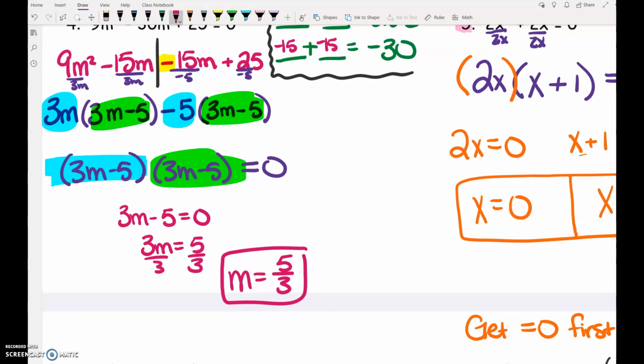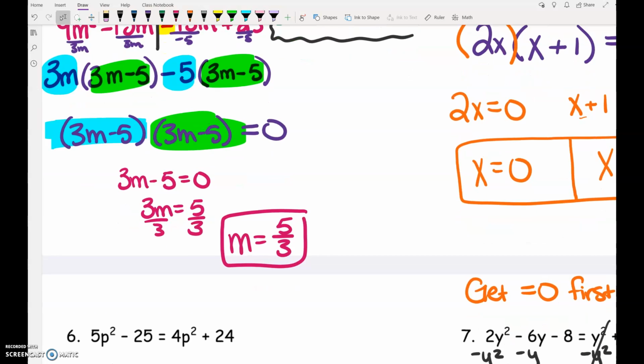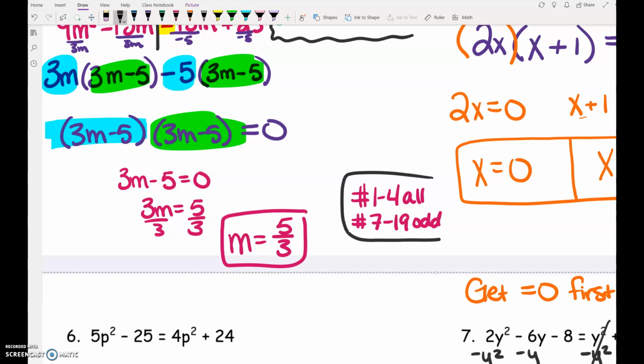All right. On your worksheet, it's 3.1 day 3 worksheet, which I'll hand out in a second. You are going to do numbers 1 through 4 all, and then numbers 7 through 19 odd, or all for bonus. How much? 5?